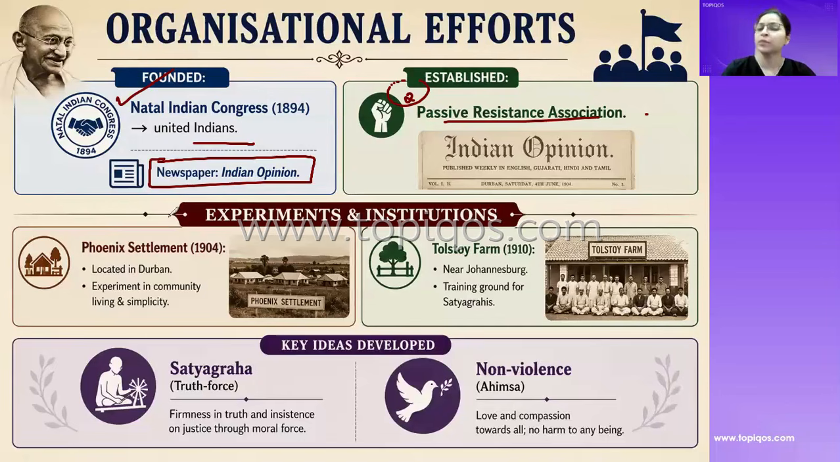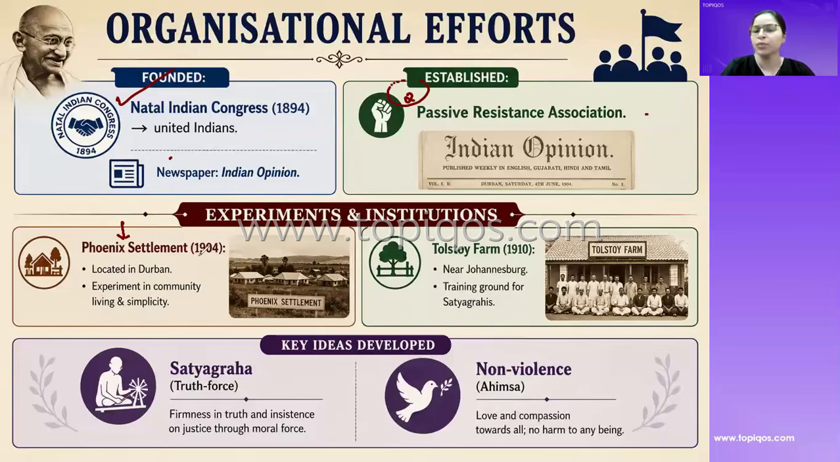Then the next important thing, he always believed that if we really want to fight against these foreigners, we have to be united. And for that, he did certain experimentations and he established certain institutions. Okay. So all the people, the neighbors and all, together stayed in a settlement that is called Phoenix settlement. Phoenix settlement was a big settlement of the Indians established by Gandhi, located in Durban in South Africa.